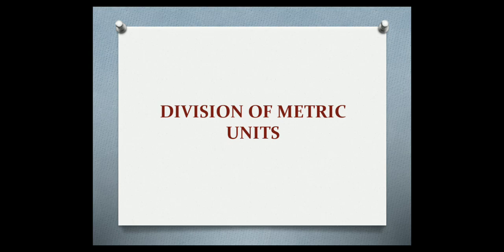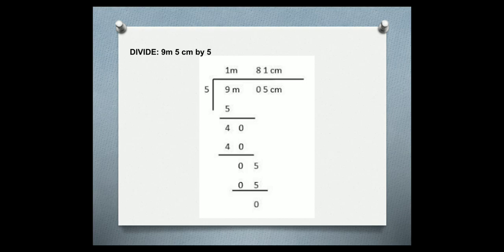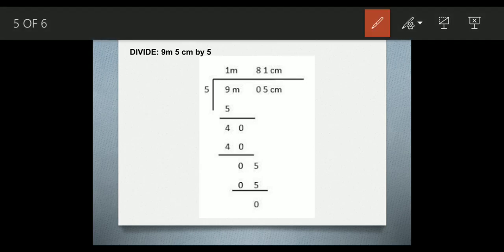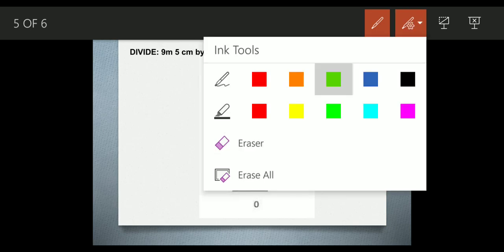Now we'll go for division of metric units. How to divide metric units. The same process as multiplication goes with division. For division of metric units also, you follow the same method, like how you do normal division. In the same method you can divide and then put the units at the end. For example, if you want to divide 9 meter 5 centimeter by 5, I'll write 9 meter 5 centimeter inside as the dividend, and 5 will be my divisor. We always start from the first number next to the divisor. What is the number I have? You can see I have 9. So I'll start with 9, right?